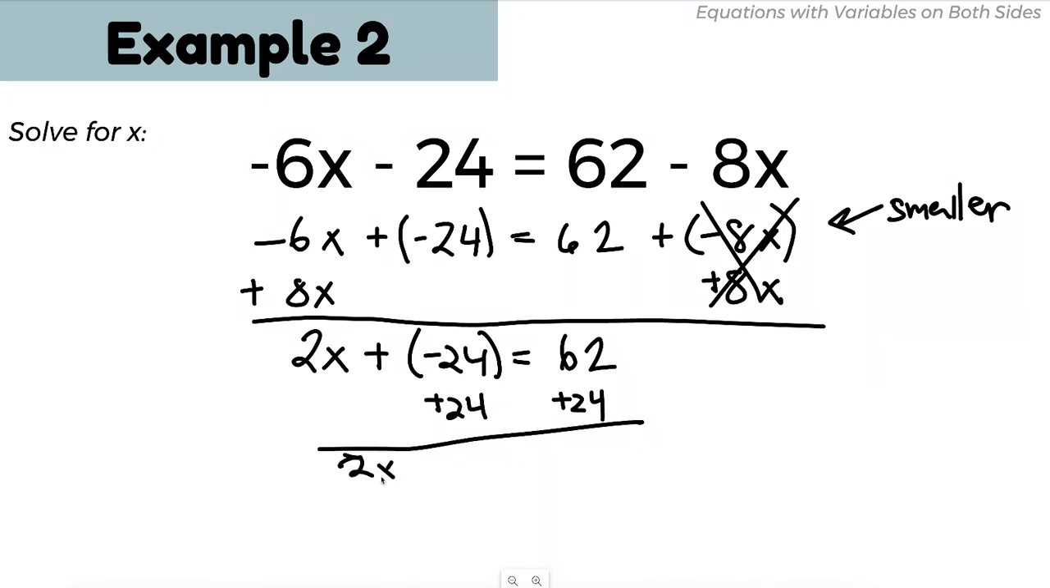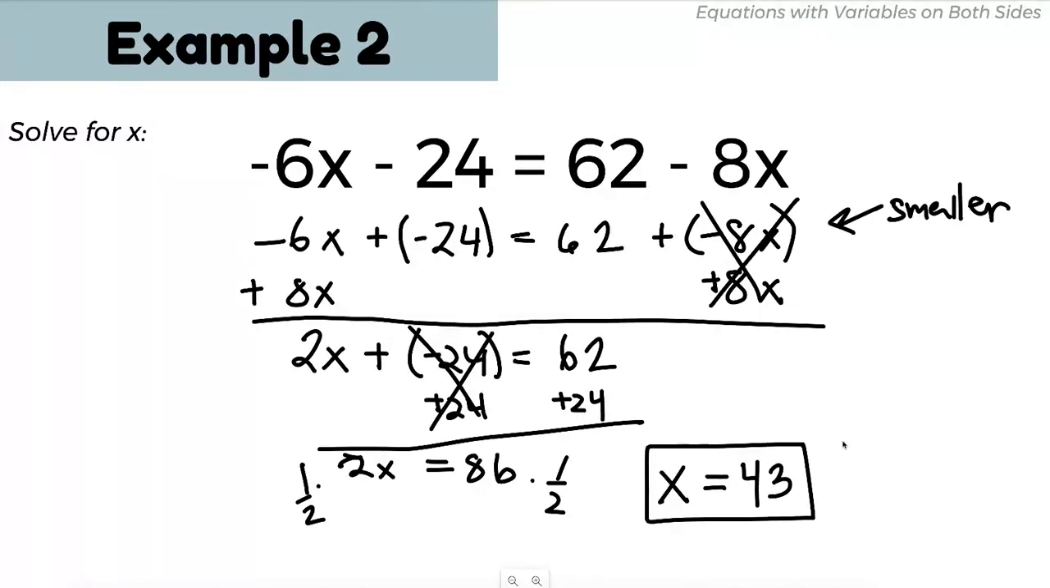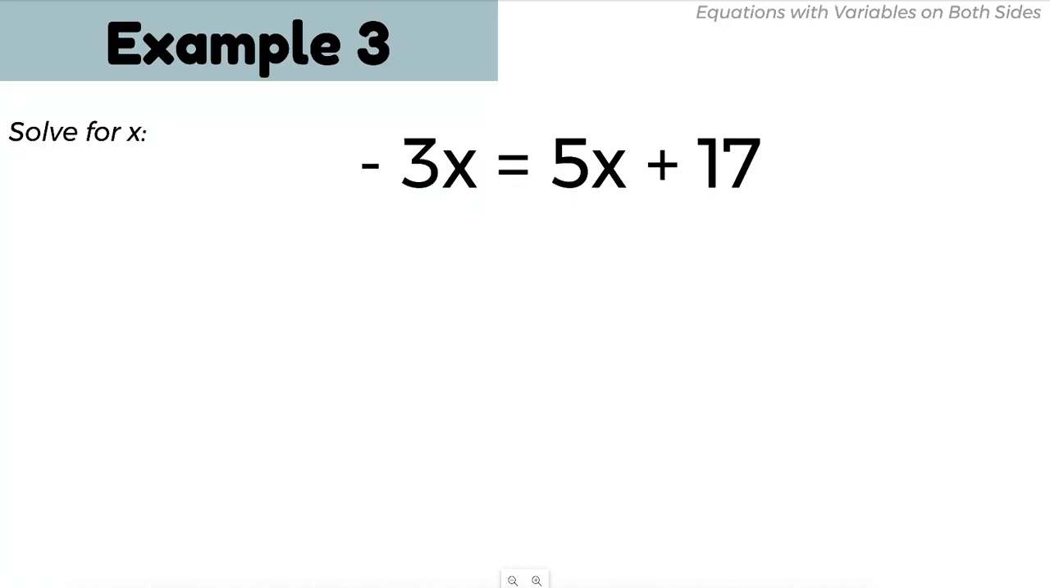Okay, so I get 2x, my 24s cancel, and I get 2x equals 86. And x equals 43. Let's look at another one. So copy this example down. Looks a little bit different. Just go with me.